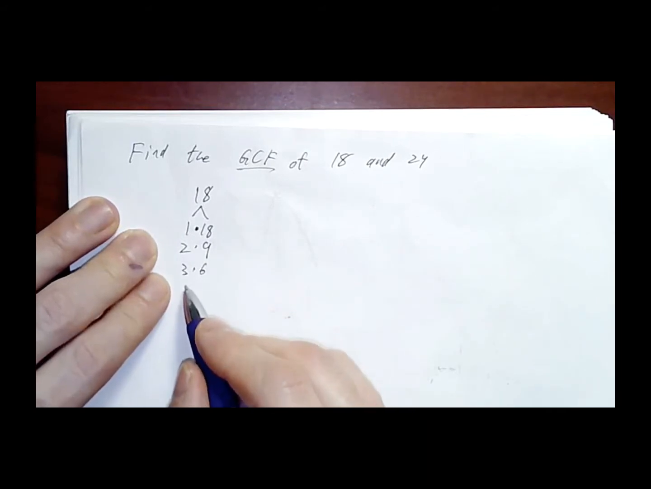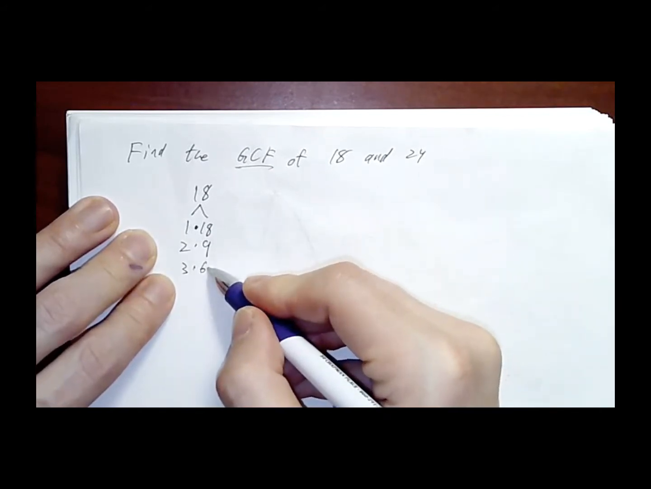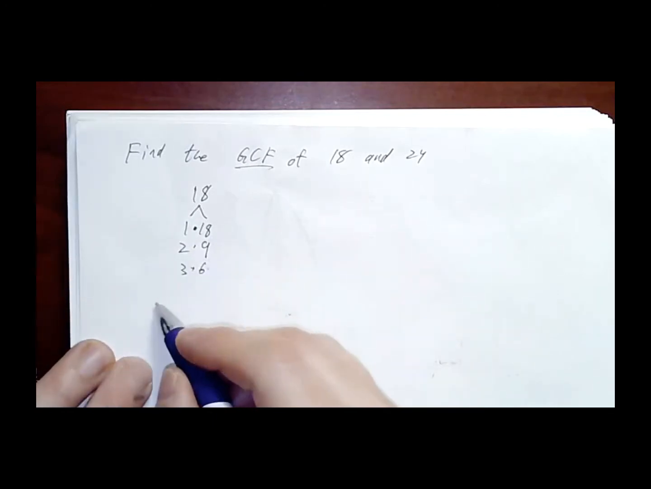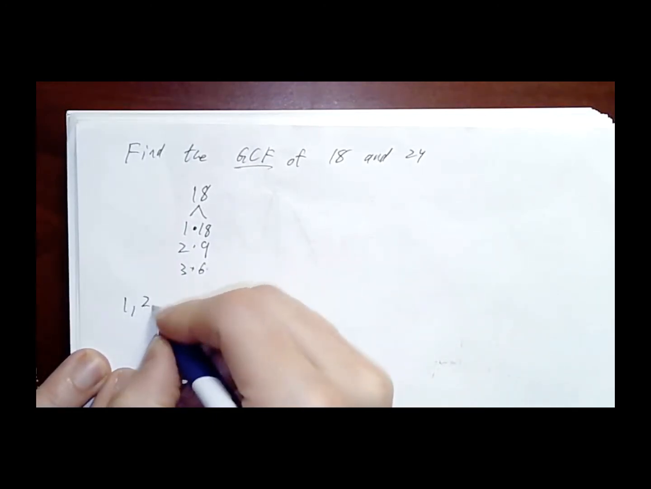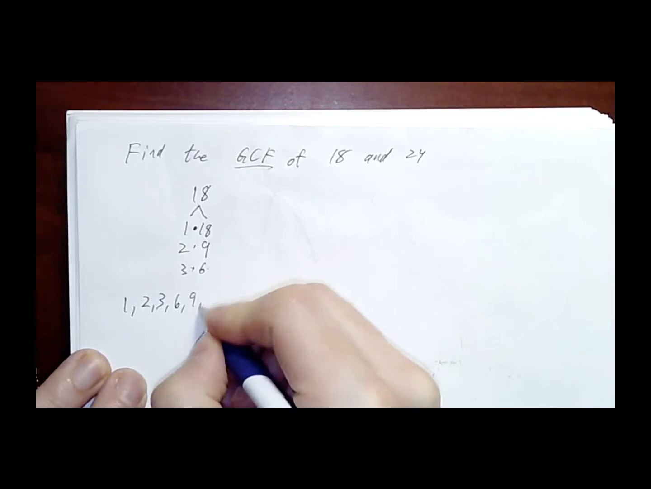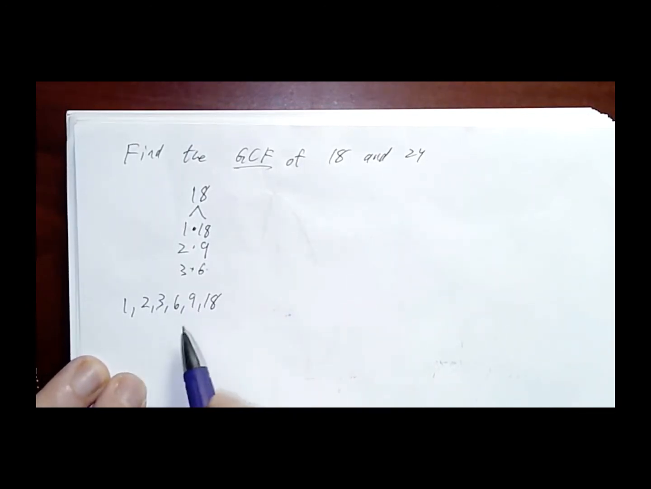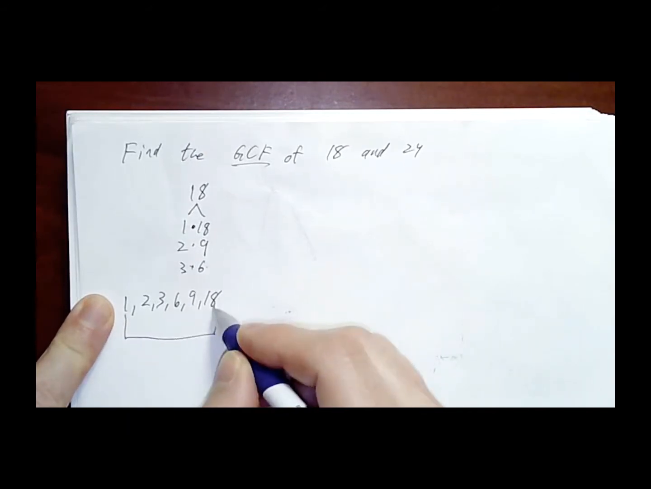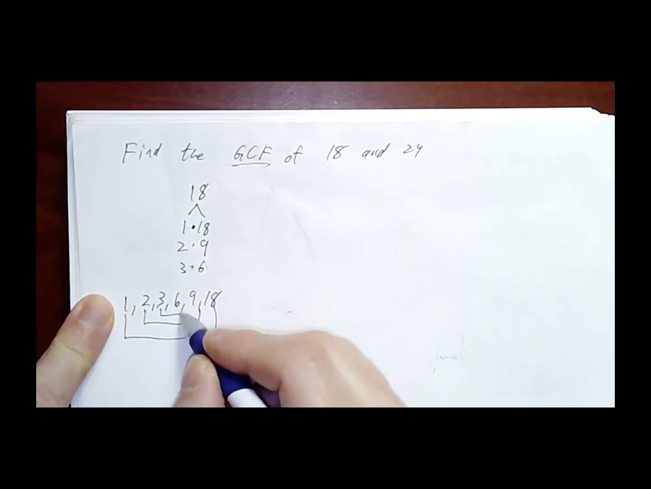And then there's no 4. 4 does not multiply to 18. 5 does not multiply to 18. 6 does multiply to 18, but I've already incorporated 6 here, 6 times 3. So these are my 6 factors. I'm going to write that out as a list: 1, 2, 3, 6, 9, 18. And you'll notice that they pair up from the outside in: 1 times 18, 2 times 9, and 3 times 6.